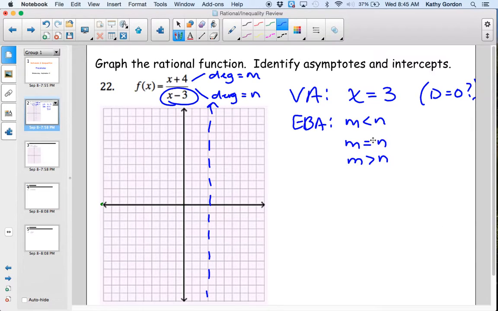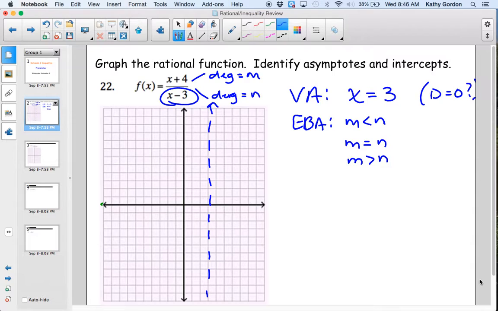Okay? So think about what we're saying here. It's not just about learning the rule. Think about what's going on. If the degree in the numerator is smaller than the degree in the denominator, as I increase x's and go bigger and bigger and bigger with x values, which one grows faster, the numerator or the denominator? The denominator, right? If the degree is bigger in the denominator, then my denominator is going to grow at a much faster rate than my numerator as my x's get bigger and bigger. Does that make sense?